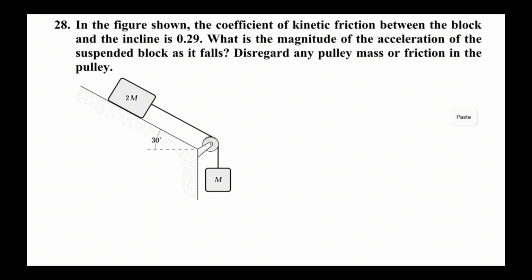In the figure shown, the coefficient of kinetic friction between the block and the incline is 0.29. What is the magnitude of the acceleration of this suspended block as it falls? Disregard any pulley mass or friction in the pulley. Now, again, we have tension in this one here. Mg sine theta is mg cosine theta. We have friction in this case here.